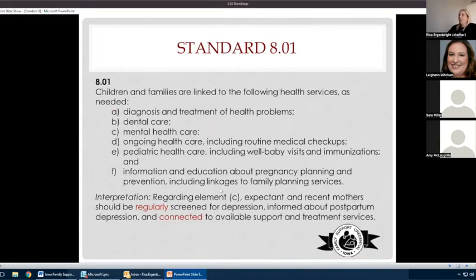So standard 8.01, children and families are linked to the following health services as needed. And we have several bullet points here, which I don't feel like I need to go through all of them and describe what they are. I think they're pretty self-explanatory. I will point out the interpretation down here regarding element C, which is the mental health care: expectant and recent mothers should be regularly screened for depression, informed about postpartum depression, and connected to available support and treatment services. So this is calling for some sort of screening for depression, talking about what postpartum depression is, and then if necessary, connecting to those support and treatment services.